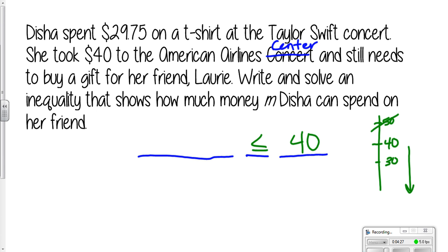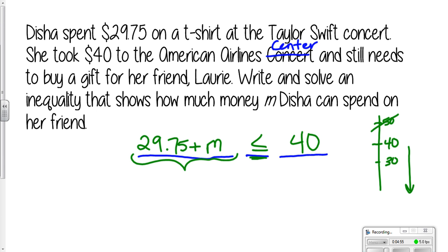So now we have to include that $29.75, okay? So she has already spent that. Now some of y'all are thinking, oh, we should subtract it off, right? But that's what we're going to do when we solve it. Let's consider that part of what's going to make up all of her money that she's spending, okay? So we're going to add to that the M that she's about to spend on her friend, right? Altogether, this needs to be less than or equal to the $40 she has in her pocket, okay?